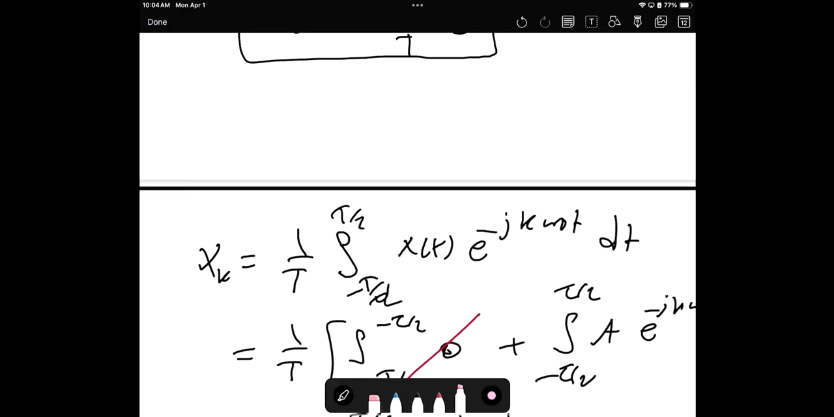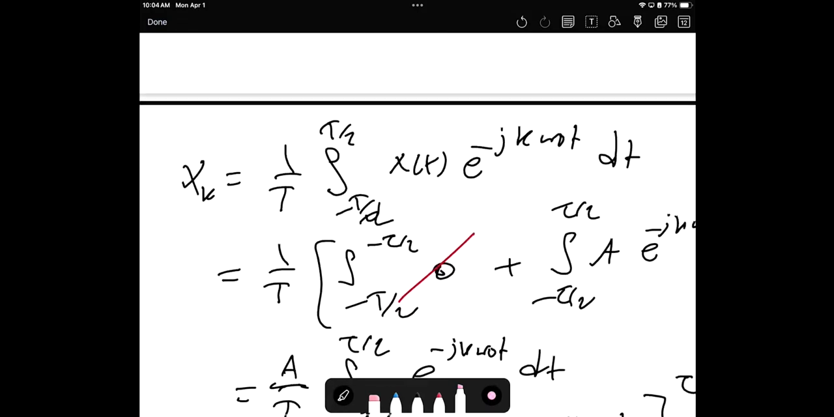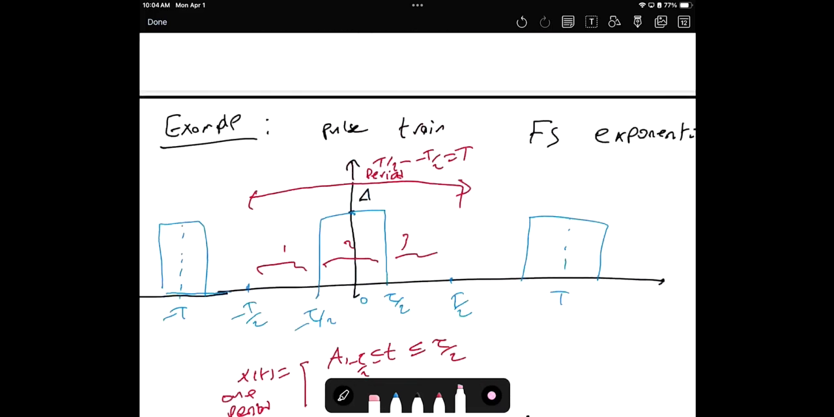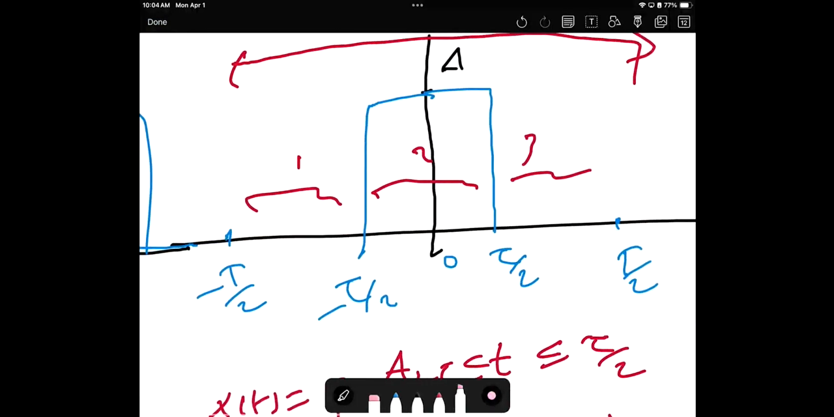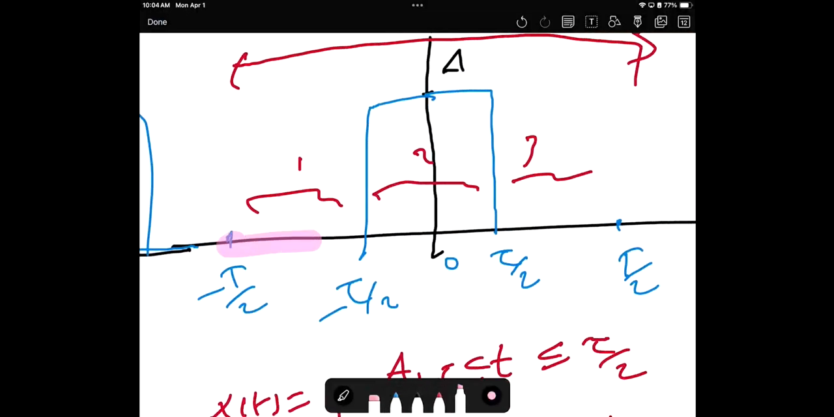Then we said we need to find Xk for any value of k, no matter if it is 0 or not. Then we did this integral, which is the integral from negative T over 2 until T over 2. When we look at the pulse, we can divide it into 3 areas. The first area is between negative T over 2 and negative tau over 2. This is the integral of 0, the area of 0 is 0, so there is no need to put it.